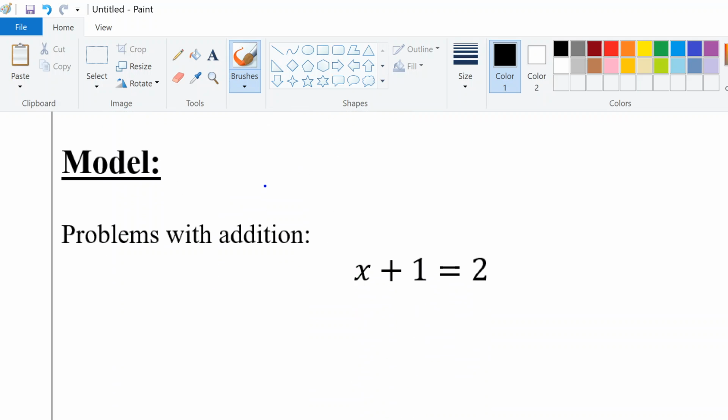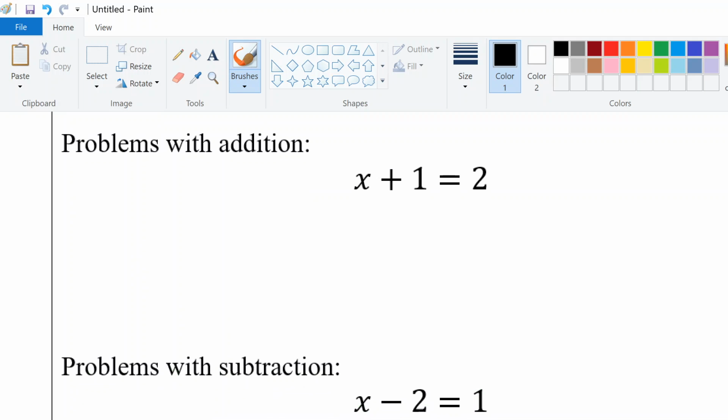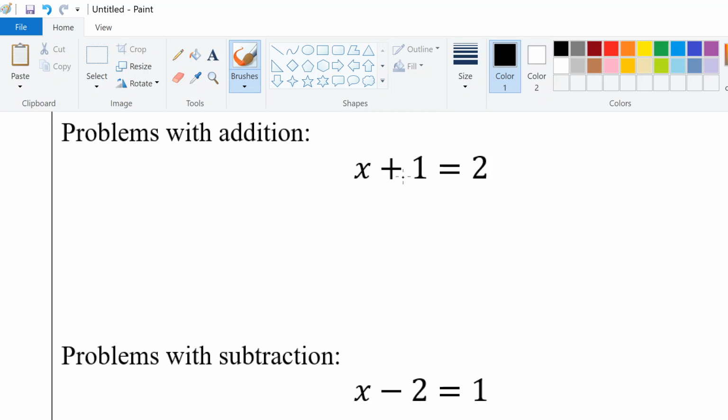So if we go down to our model space, we're going to solve this problem using addition, okay? This problem uses addition here, so we're going to use our inverse operations. Remember, when we use inverse operations, we do the same to both sides, okay? So you're going to do the opposite to both sides of your equation.